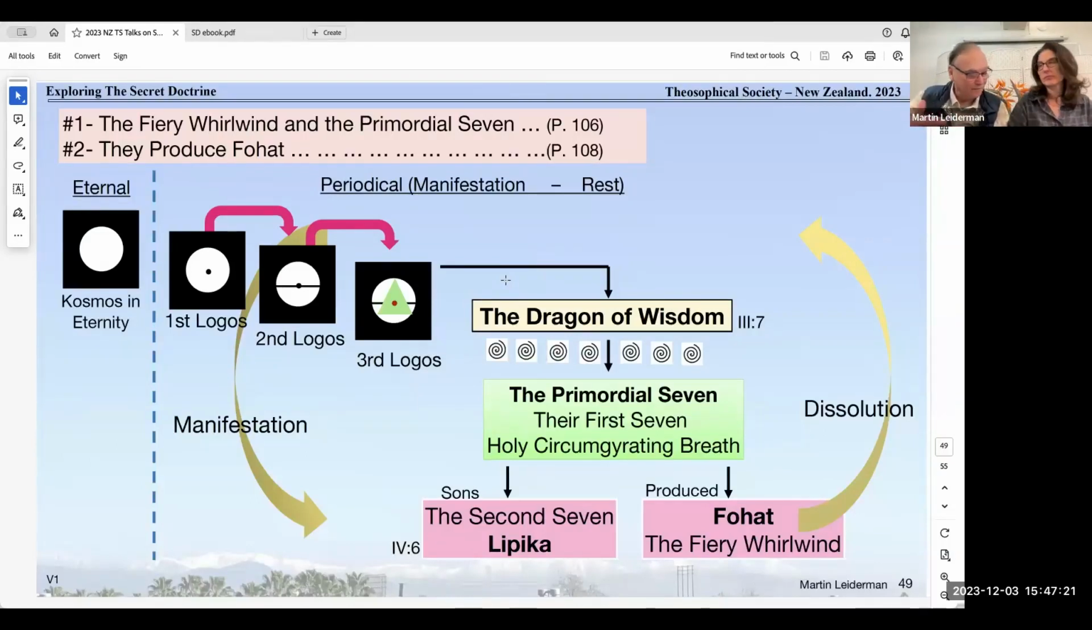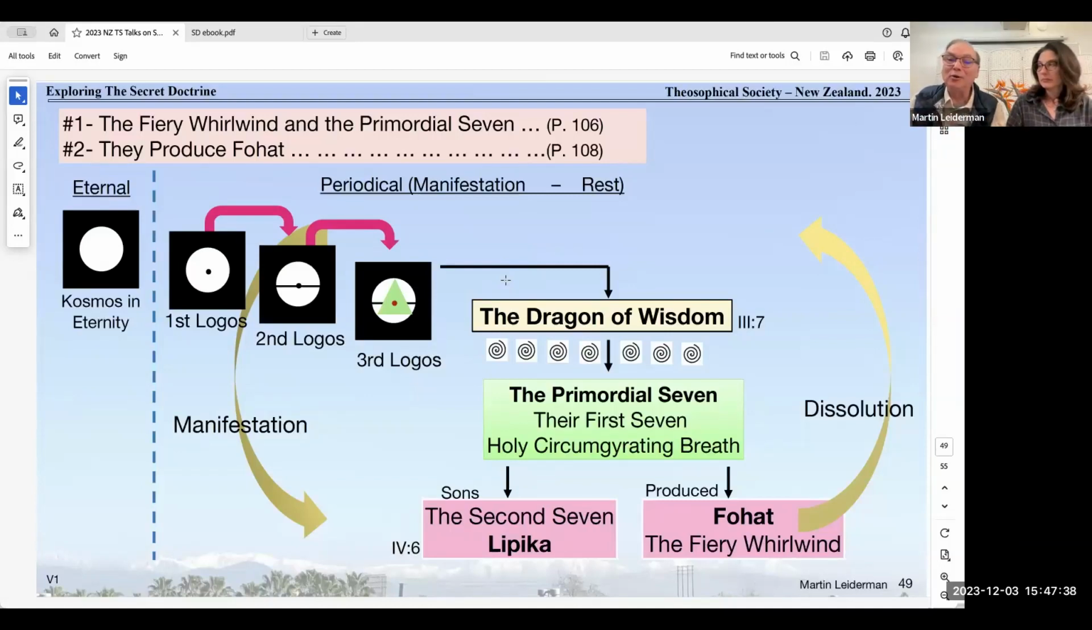Yeah, that's the first, behold, to your right. And then you have the second 7 and Fohat. So, and you have manifestation and dissolution. Remember, Fohat is that energy that will manifest. That's why it's a dragon of wisdom.